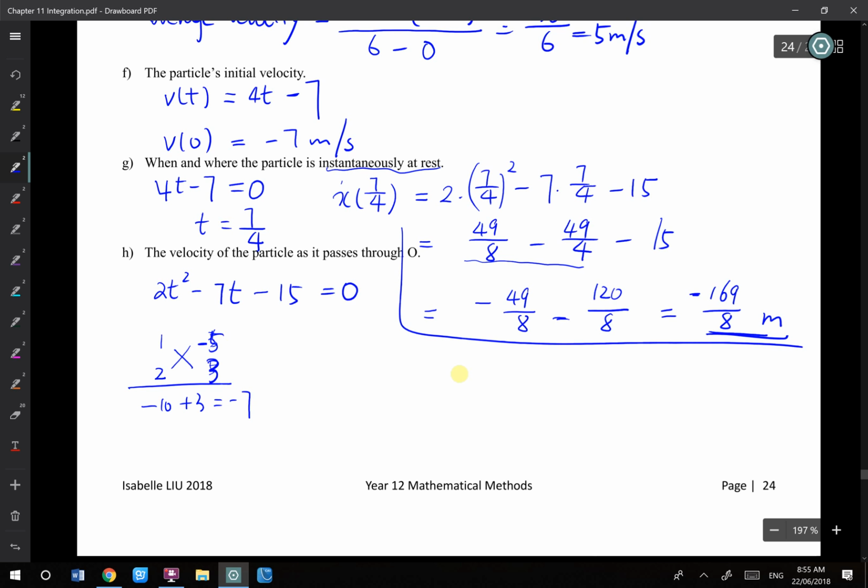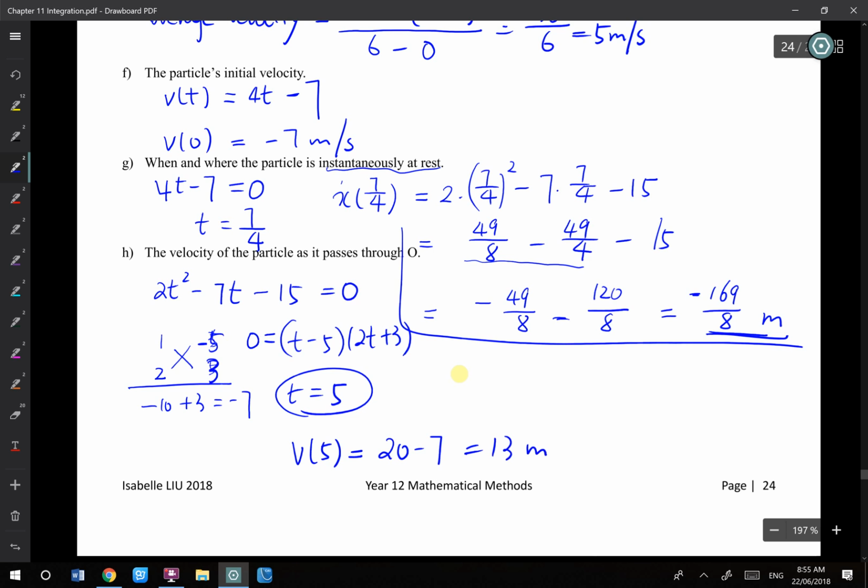So what I have is (t minus 5) and (2t plus 3). Well, 2t plus 3 doesn't work, so t equals 5 only. And then velocity v(5) gives you 20 minus 7, and that's 13 meters per second. So when it passes through the origin, the velocity is 13 meters per second.